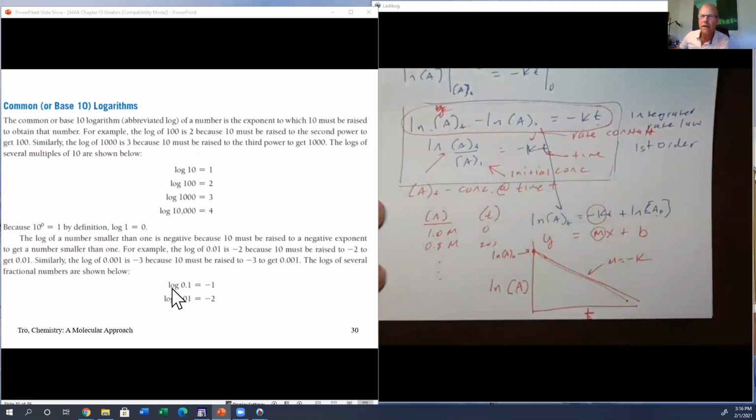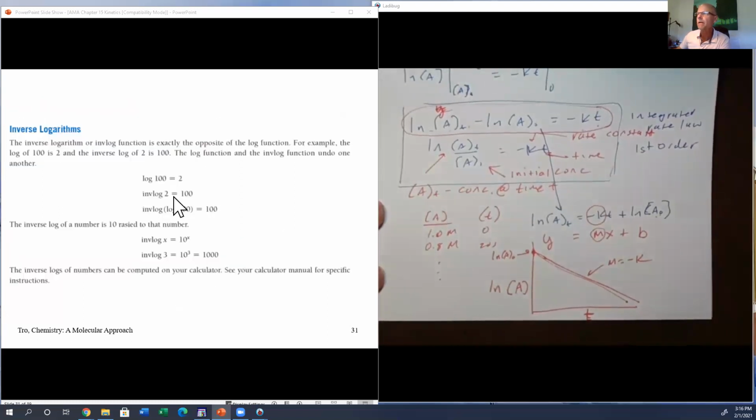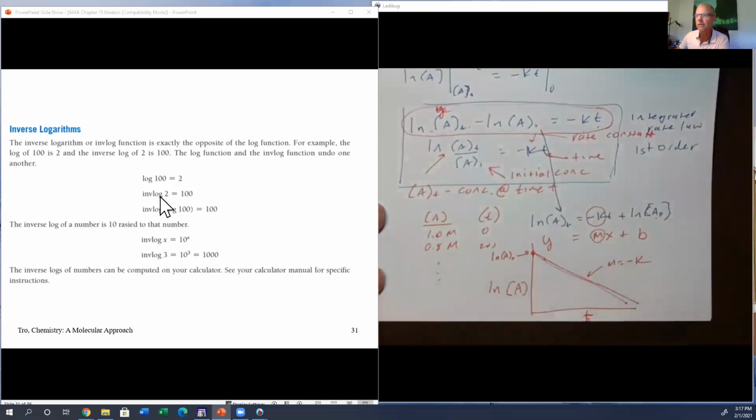In other words, what number do I have to raise 10 to get 0.1? I have to raise it to minus 1, right? What number do I have to raise 10 to get 0.01? Minus 2, okay? The log and the inverse log are functions that undo each other, right? So the log of 100 is 2. The inverse log of 2 is 100, all right? And the inverse log undoes the log, basically, right? So the inverse log of log 100 is just 100, right? Because they undo each other.